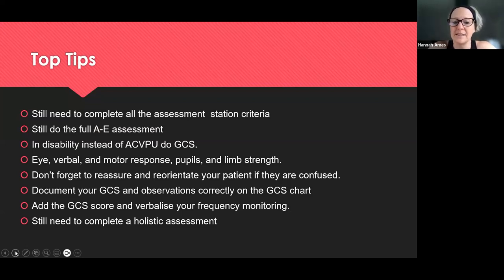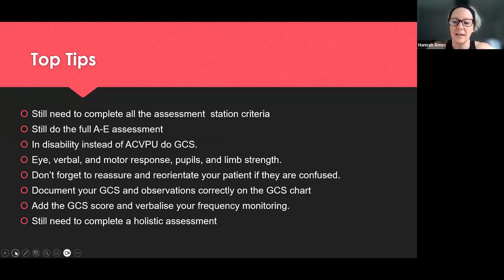When you get to disability, instead of doing your AVPU, do your complete GCS. This will include your eye, verbal and motor response, your pupils, so reaction to light, size and shape, and your limb strength. Don't forget to reassure your patient if they are confused. That is really important, showing that patient-centred approach. Document your GCS and observations correctly on the GCS chart and take your time. Add up the GCS score and document that at the bottom with your initials, and verbalise your score and your monitoring frequency. So remember, if they're 14, we monitor the GCS every 30 minutes until their GCS is 15.